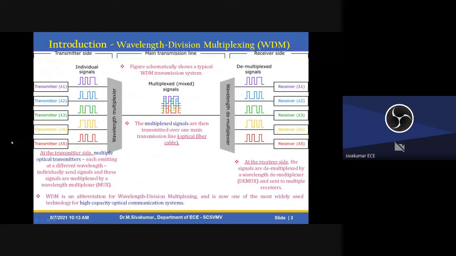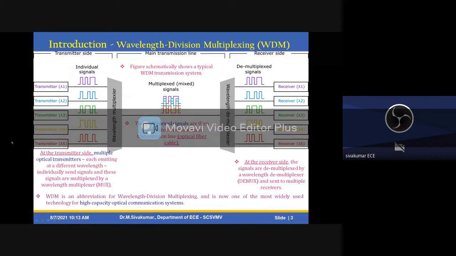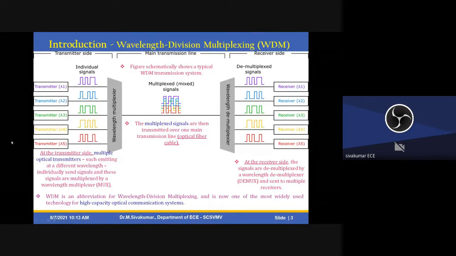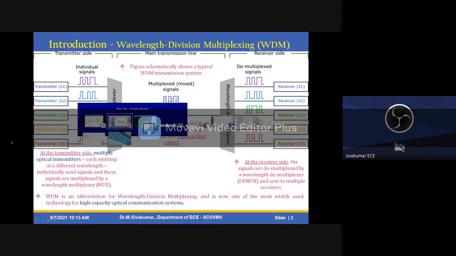Okay, this diagram shows the transmitter and a receiver with the channel. The channel is a transmission medium. On the left-hand side, there is the wavelength multiplexer. On the right-hand side, the wavelength demultiplexer. Here, the transmitter denotes your CW laser. Understand?